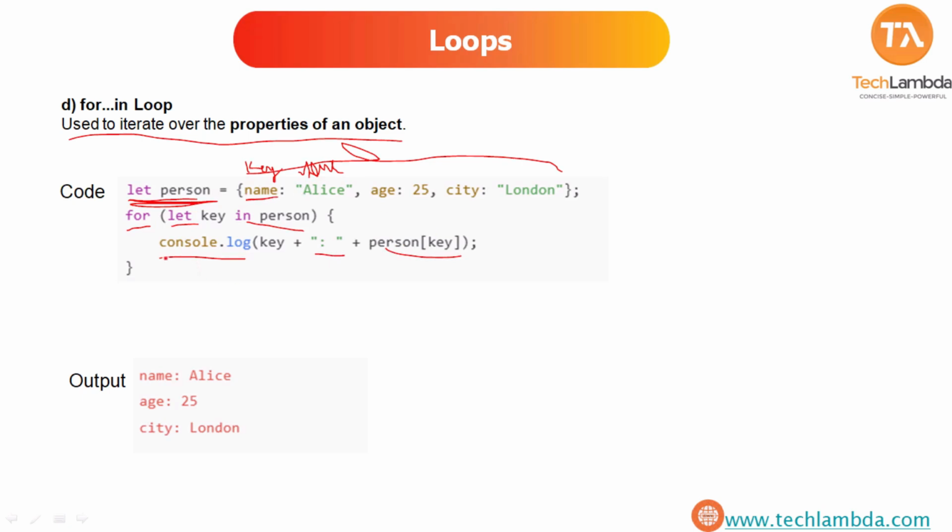So in this condition, console.log key, then a colon, plus person[key]. What it prints is the keys, that is name, age, and city, and the colon is used for the printing, and plus person[key] prints the value of that person, right? So this is a for in loop. It is used to iterate over the properties of an object, right? So this is the output: name Alice, age 25, city London.